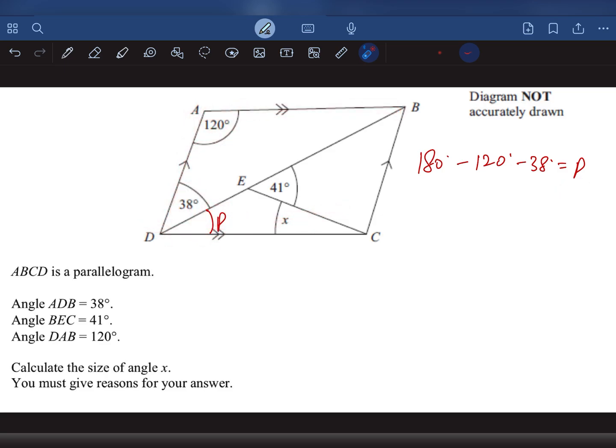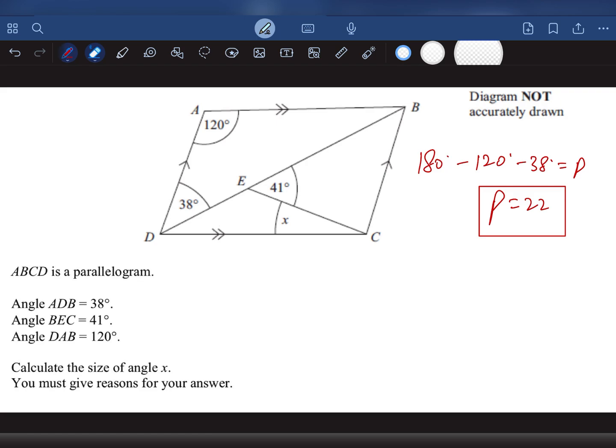First of all, you take away 120 from 180. That will give you 60. And from 60, you take away 38. This will give you 22. That means P is 22. Let's replace P with its value, that is 22 degrees.